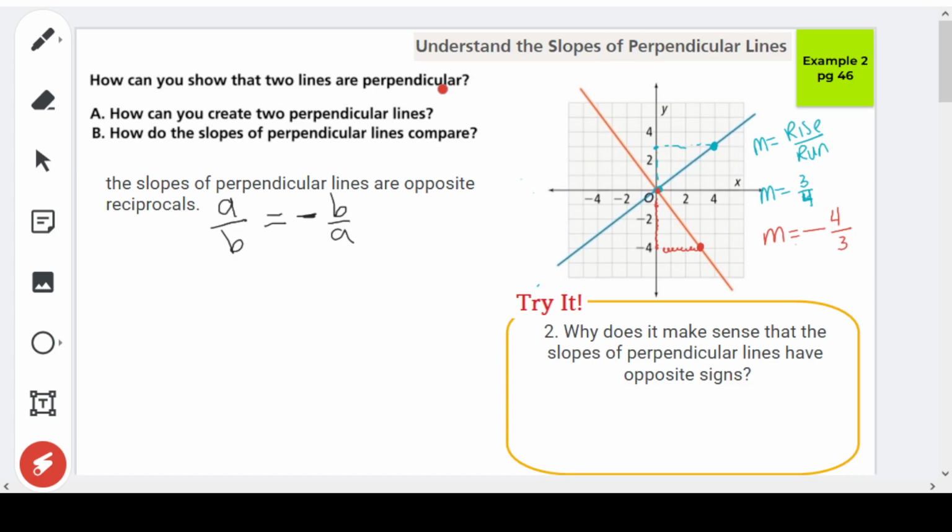Now the last part says, why does it make sense that the slopes of perpendicular lines have opposite signs? Well, if you think about it, right, is there any way to draw two lines that are perpendicular without them having opposite slopes? I would just trial and error it, see how you can do it. The only ones that I could find that are perpendicular, that don't have opposite signs like that, is a perfectly vertical and a horizontal line. And that's because a vertical line has no slope, right? It's undefined there.